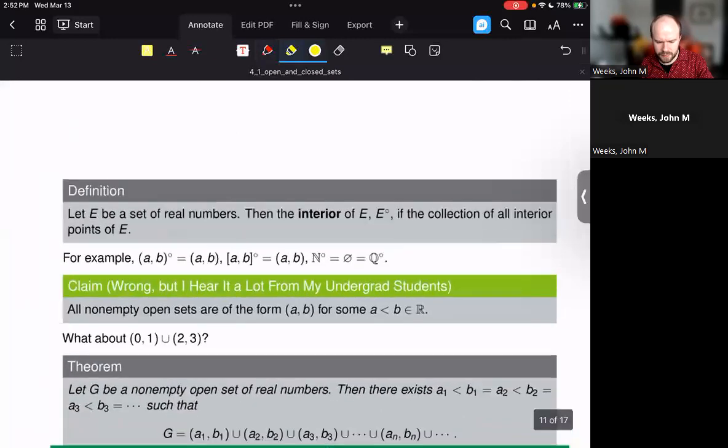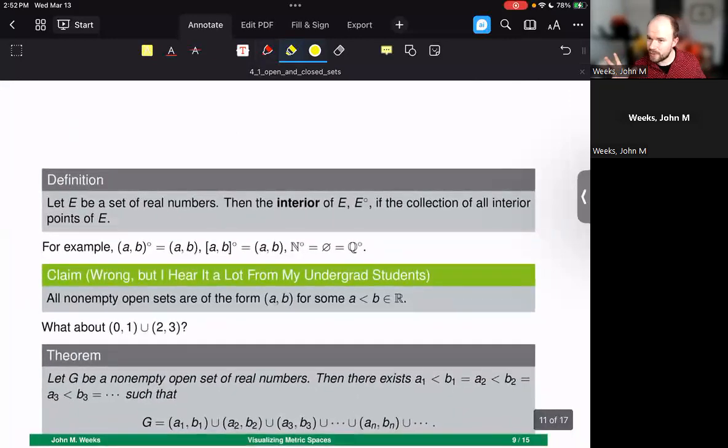And in general, we can now say for any set that you are given, even those that are neither open nor closed, you can take the interior of that set E. The interior, kind of like the closure, is going to be the set of all interior points of that set E. So for example, the interior of the open interval from a to b is just itself. The interior of the closed interval from a to b is the open interval from a to b. And the interior of the natural numbers or the rational numbers is the empty set, because neither of these sets has any interior.